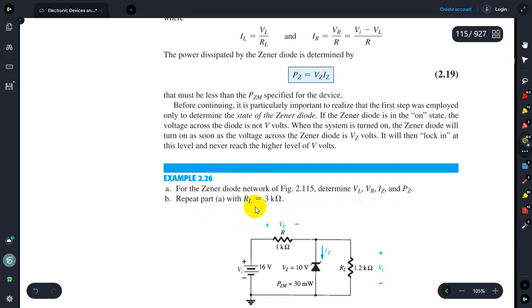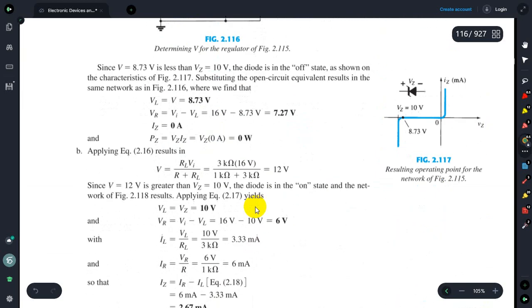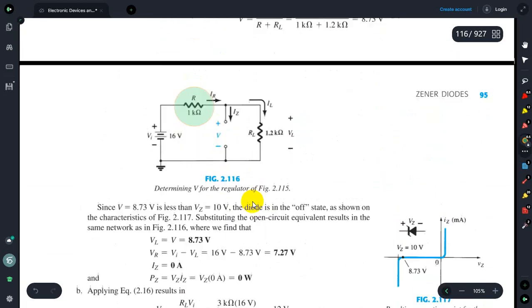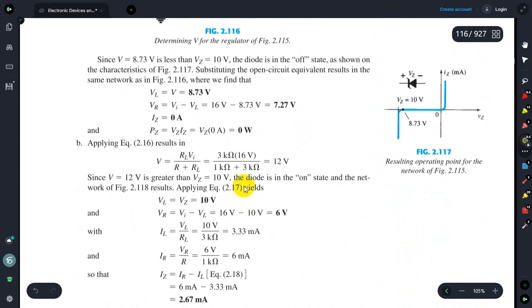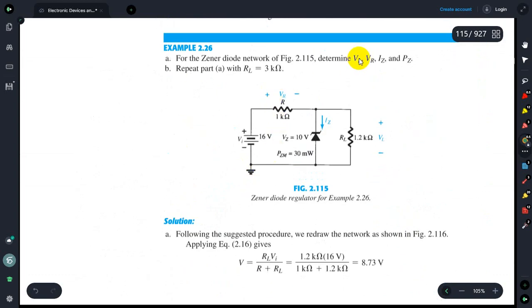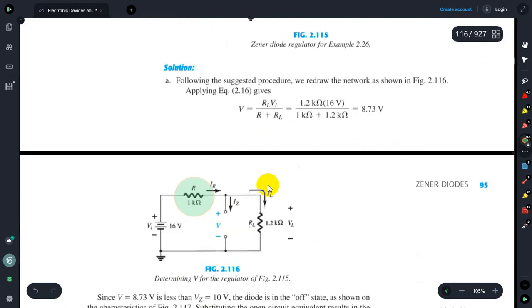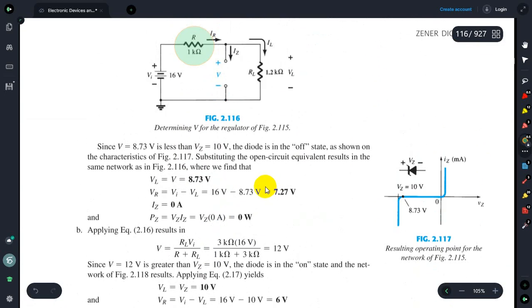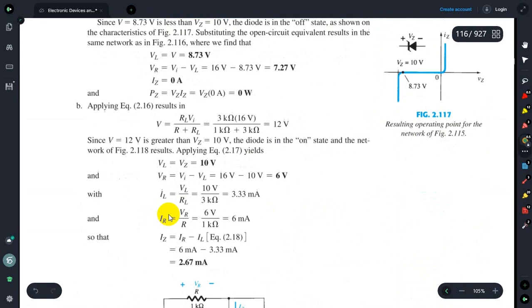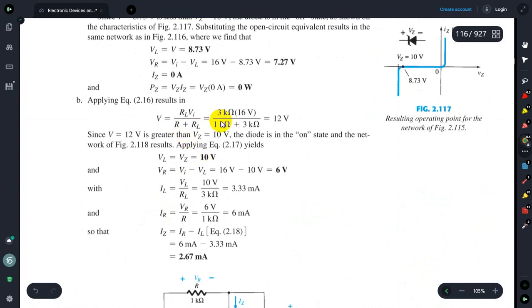Repeat part A with 3 kilo ohm. I think we are doing the same analysis with 3 kilo ohm instead of 1.2 kilo ohm. That means in part A, we do the same analysis, just replacing 1.2 kilo ohm with 3 kilo ohm. So you get the open circuit voltage V is 12 volt, and in this case V is greater than 12 volt.